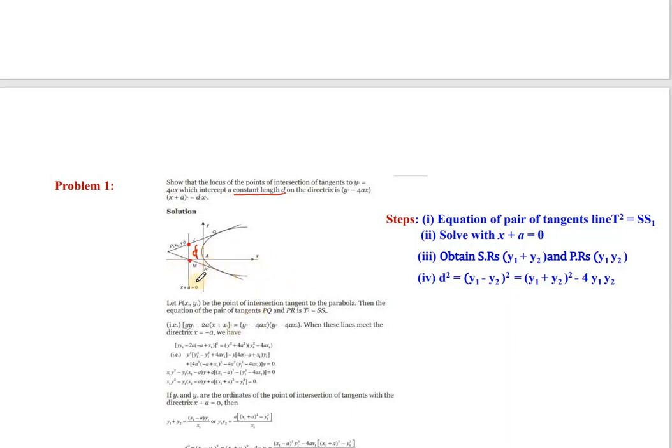So you consider P of x1, y1, and so the equation becomes t square is equal to ss1, and you'll have to solve that with the directrix. So when you do so, then you will arrive at this. You can see that it's a quadratic equation in y, and so it has two roots. We shall name them y1 and y2. So the sum of the roots and the product of the roots, both you get.